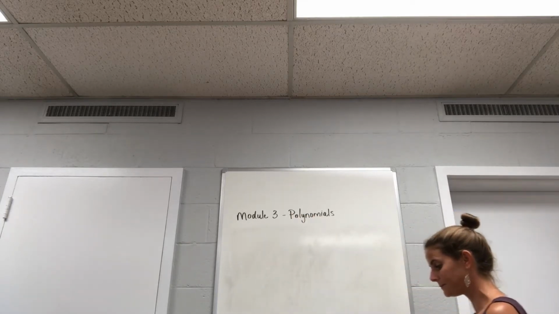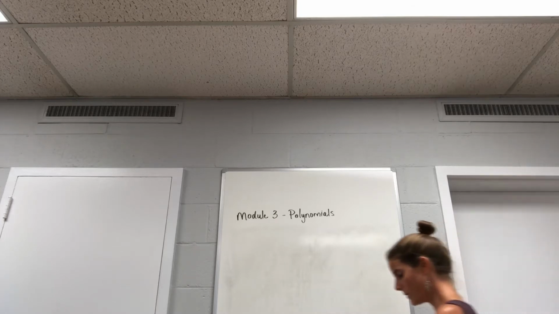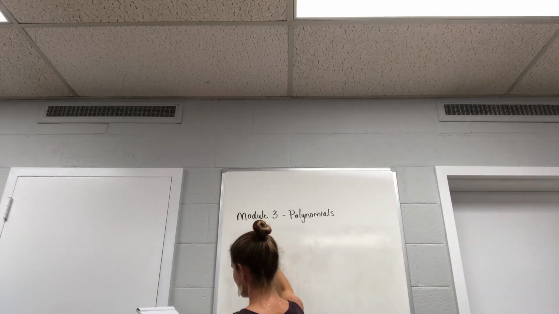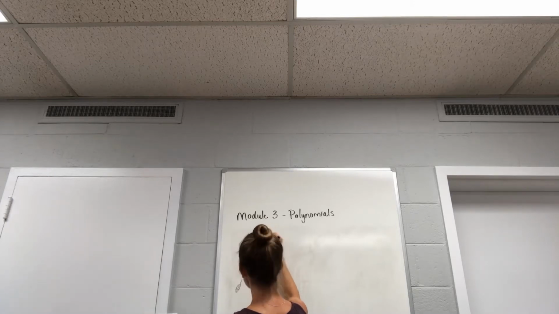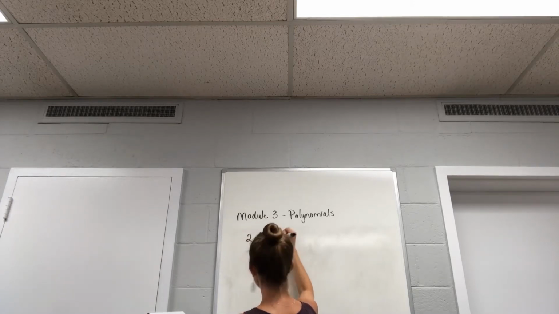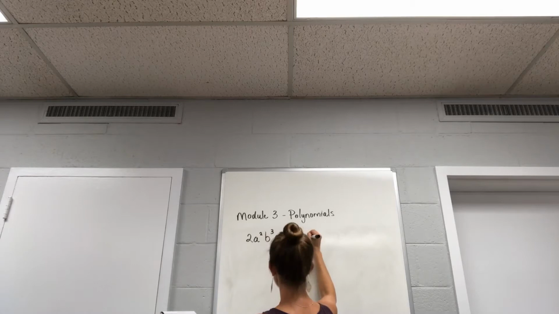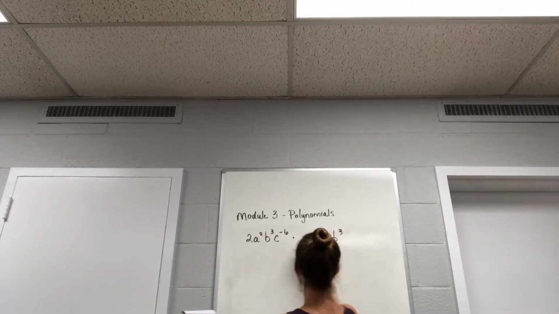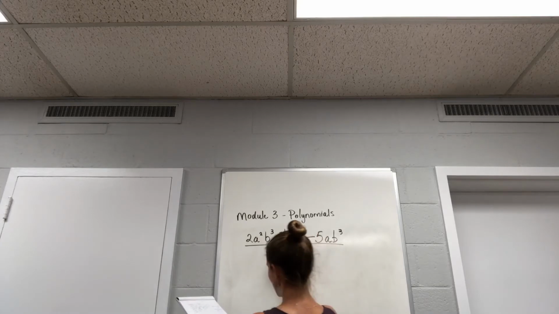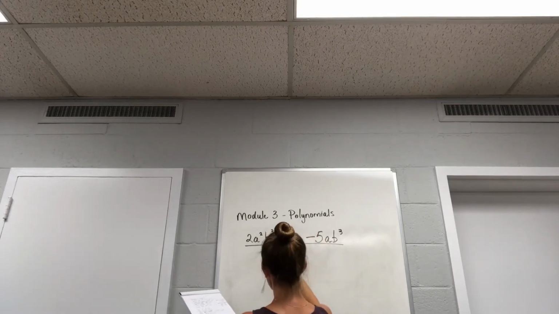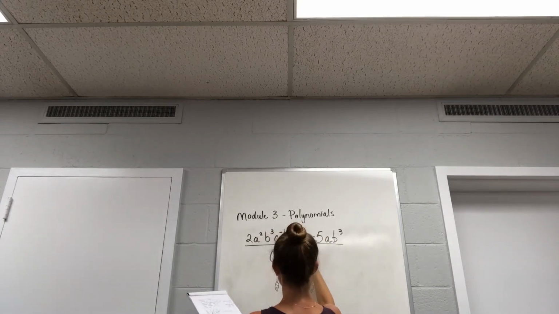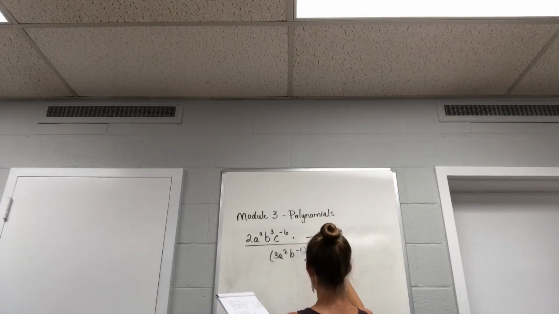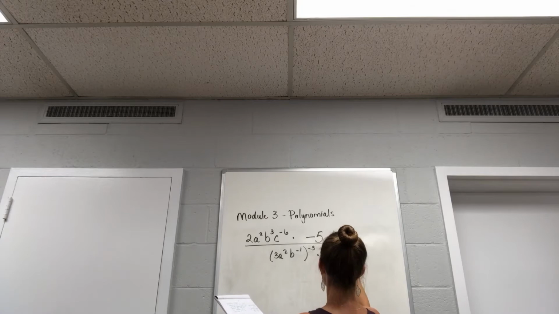All right, so we've got 2a squared b cubed c to the negative 6 times negative 5ab cubed over 3a squared b to the negative 1 raised to the negative 3 times 4a squared.